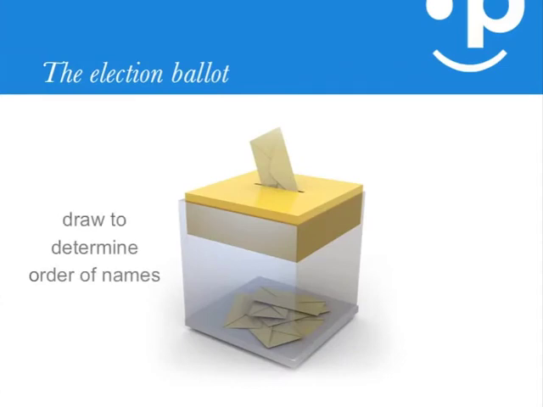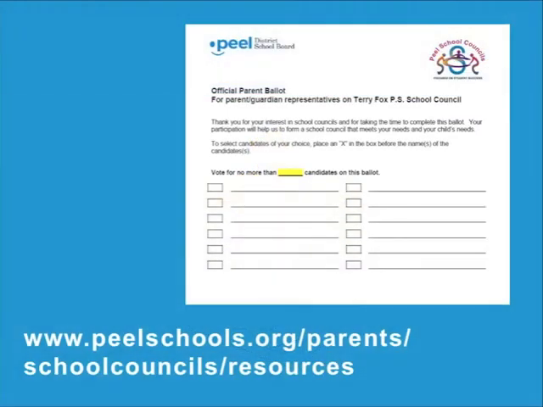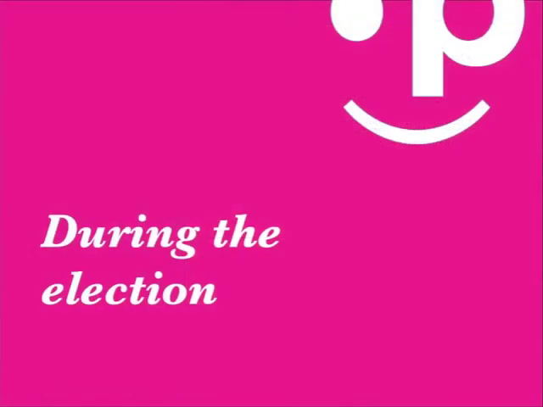Your next step is to create a ballot that lists the candidates' names. To be fair, the order should be determined by a draw. The ballot must also indicate the number of candidates that parents will need to select. Visit the School Council section at peelschools.org to find templates. With all that planning done beforehand, election day should run smoothly and without a hitch.